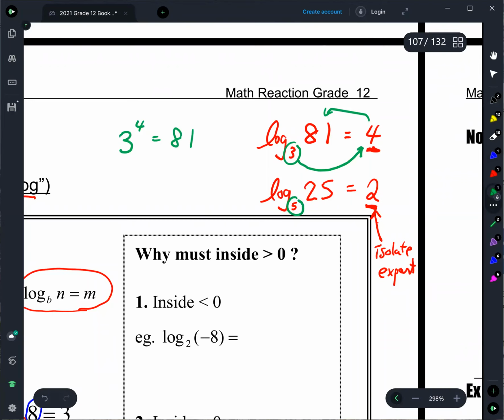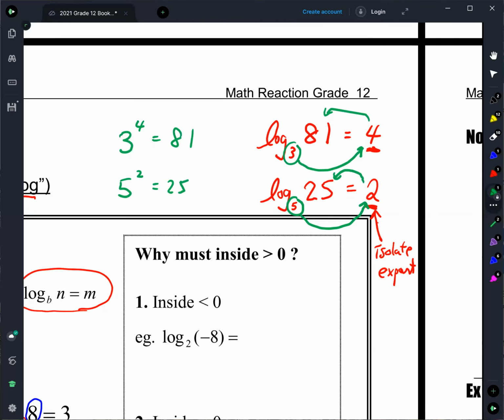Okay, base is 5, so you write 5, 5 to the 2nd power, so square, and then equals 25. You go in a circle, but make sure you are starting with the base in a clockwise rotation.